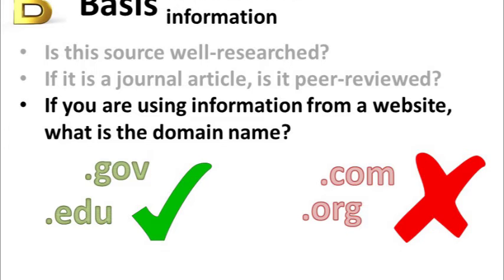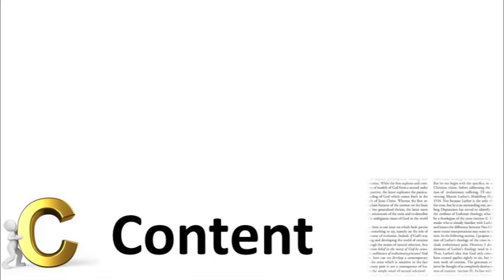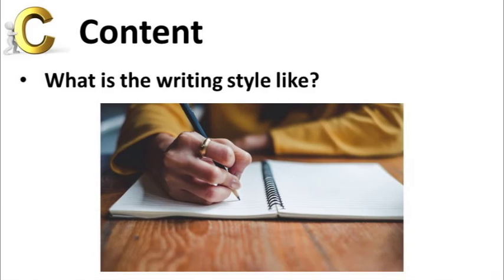The questions in section B overlap with this section, but here are a few more that relate to the content specifically. What is the writing style like? Just reading a paragraph aloud to yourself will give you a sense of whether the author speaks with the authority of an academic. The language should be formal. The language should also be focused and specific.